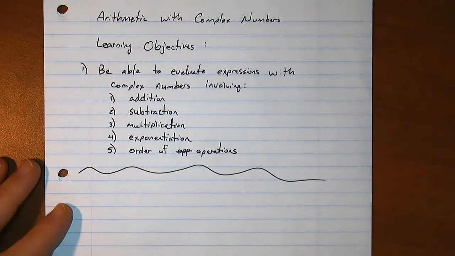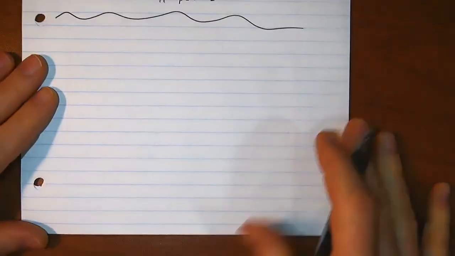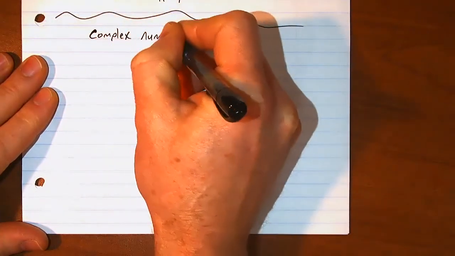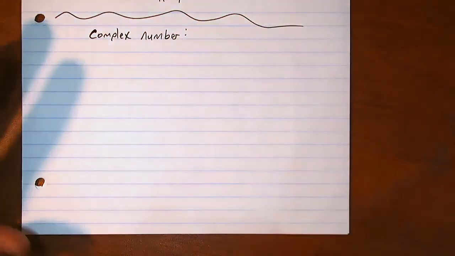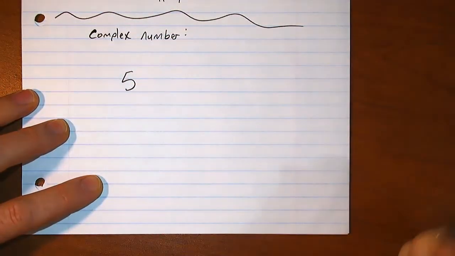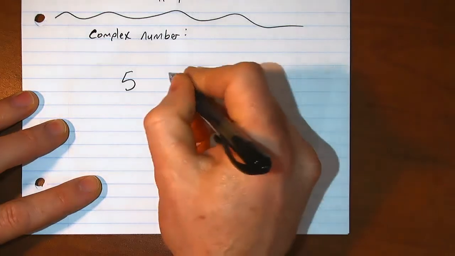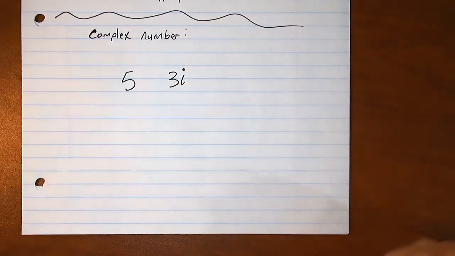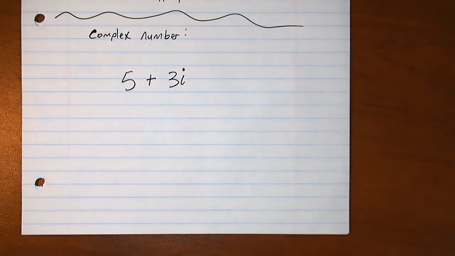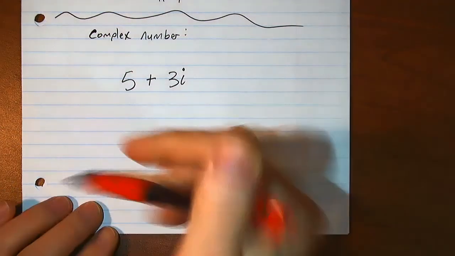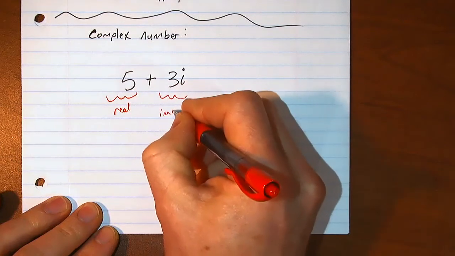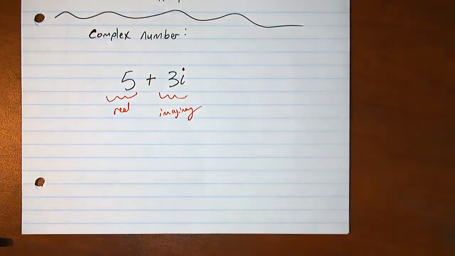Actually, even before we get started with addition, just a quick reminder of the anatomy of a complex number. A complex number is going to have a real part, so maybe 5, and it's going to have an imaginary part, like maybe 3i, and then those two things will be combined by either a plus sign or a minus sign, okay? So something like this, it has a real part, and it has an imaginary part. That's what we're going to be working with.